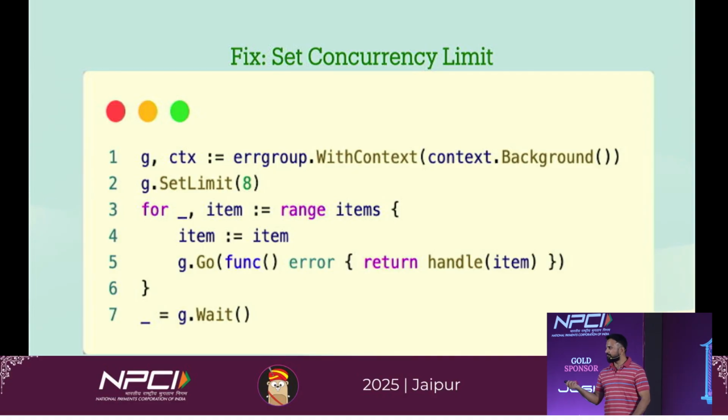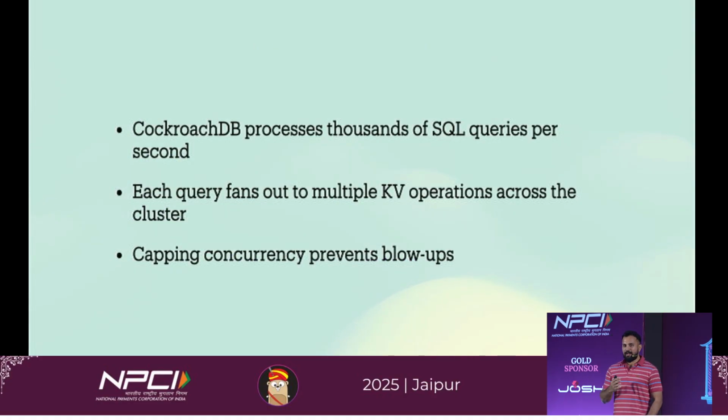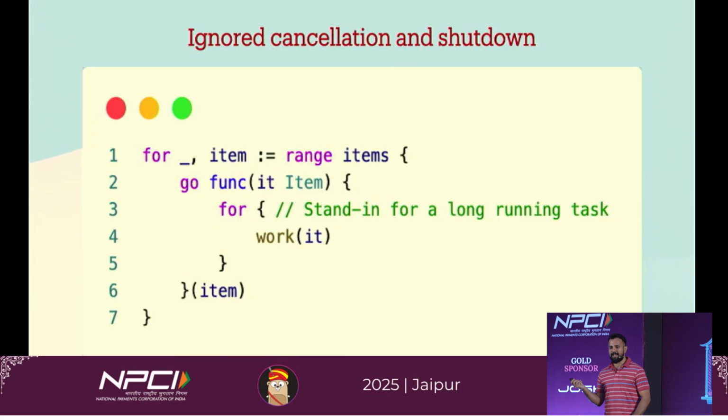Let's say you have a DB like CockroachDB running in production, which might be processing thousands of SQL queries per second. And each of these SQL queries will in turn fan out multiple key value operations. And assume that you're creating a Go routine for each of them, this would end up pretty much bringing the system down at some point, right? So in this kind of scenario, a pattern like this would help cap concurrency and prevent any blow-ups in your system, right? Moving on to the next snippet, ignored cancellation and shutdown, right?